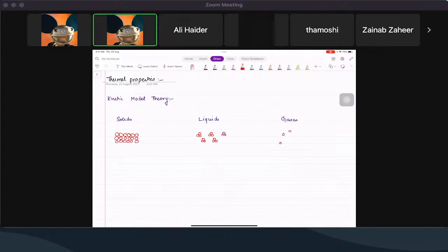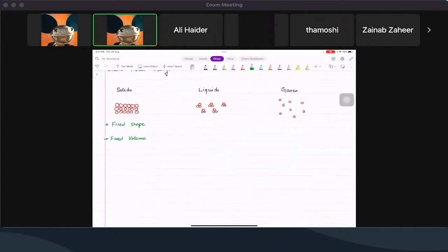Now, solids have fixed shape, fixed volume, very strong intermolecular forces, and an increase in temperature when you heat it up causes stronger vibrations in molecules at fixed places. Is it clear, everybody?